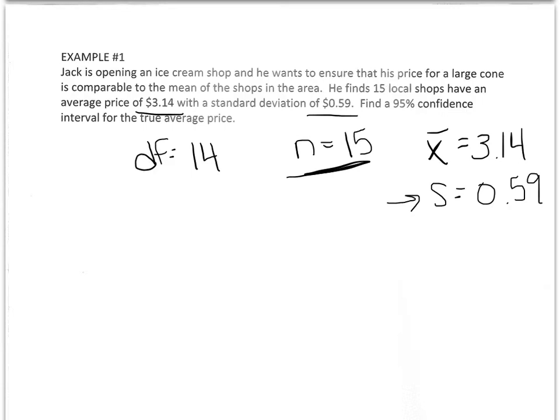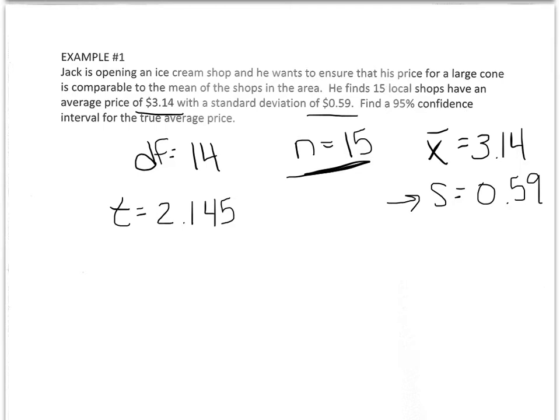If you would at this point, go to the table provided. At the top, you'll see where it says one-sided or two-sided. Our confidence intervals are going to be two-sided. Find the column that has 95% for two-sided, and work down that column until you get to 14 degrees of freedom. You should see the number 2.145. That's the number we're going to use to find our confidence interval.